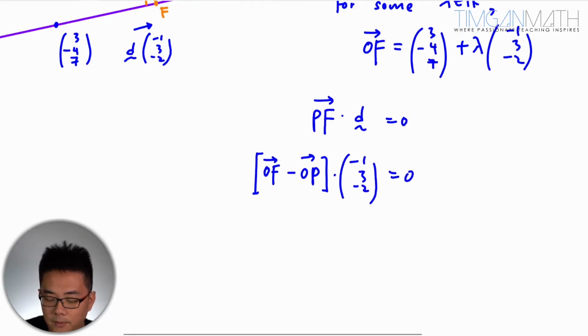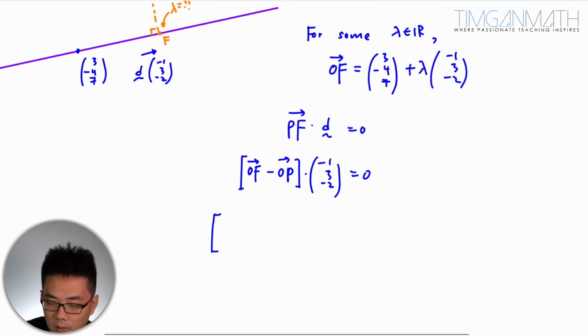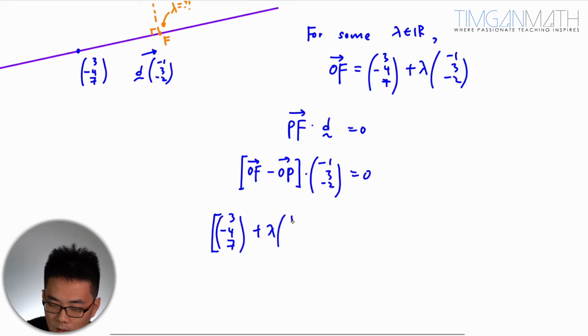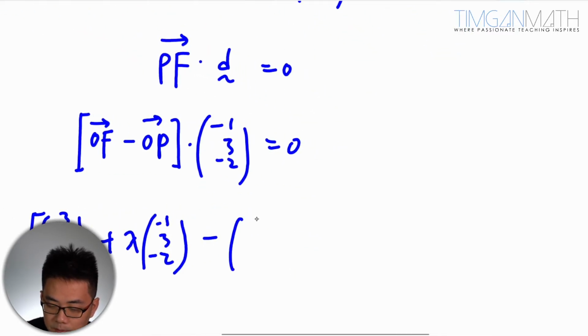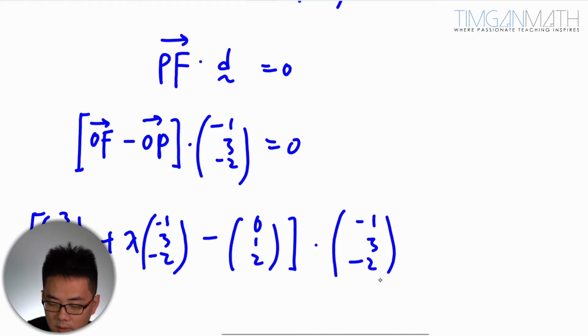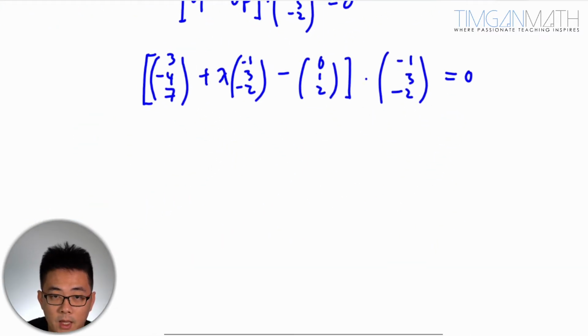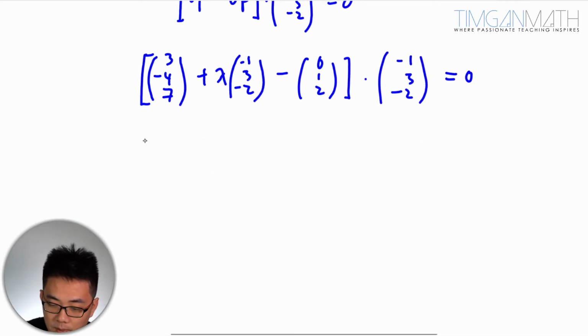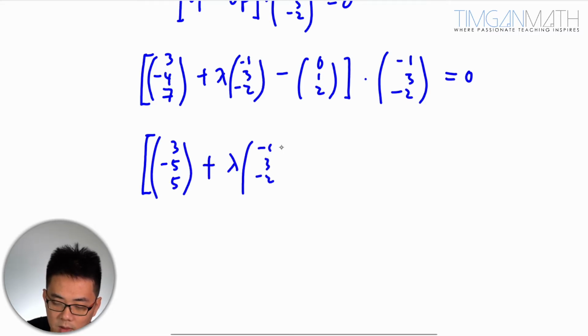Just take OF, so we have (3, -4, 7), this is our OF, plus lambda (-1, 3, -2), minus OP, which is (0, 1, 2), and that is dotted with (-1, 3, -2) equals 0. Then we just dot them. Before that, 3 minus 0 is 3, minus 4 minus 1 is minus 5, and 7 minus 2 is 5. This will be lambda (-1, 3, -2).